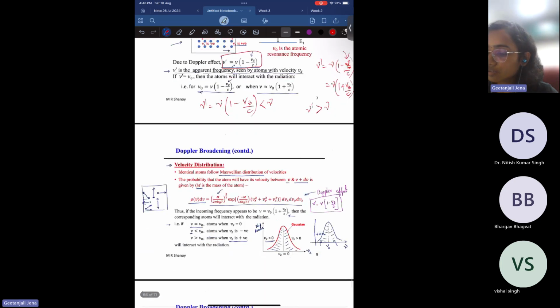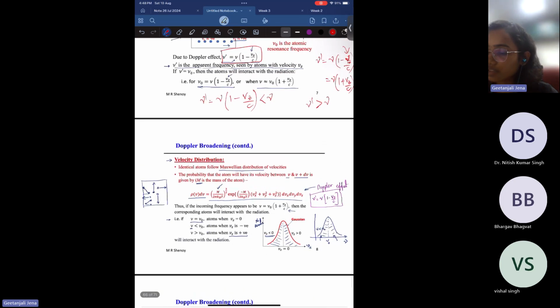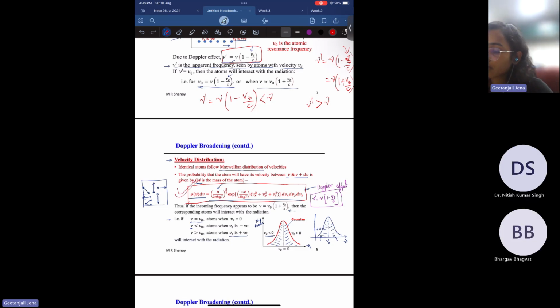So before going into the details of Doppler broadening, let us see what the velocity distribution in the system is. The velocity distribution is given by the Maxwell distribution, which is this expression, rho(v) dv. Rho(v) dv is the probability that the atom has velocity between v and v plus dv. So this is the velocity distribution.